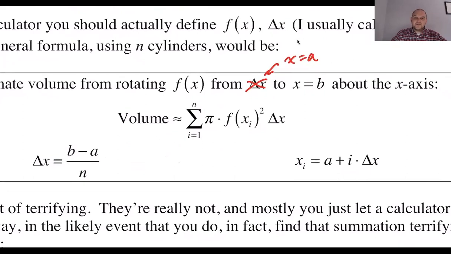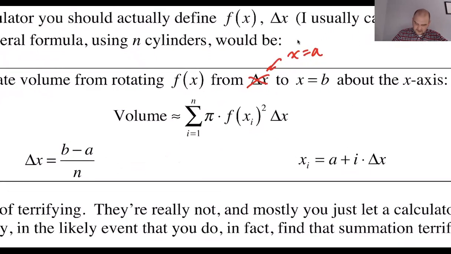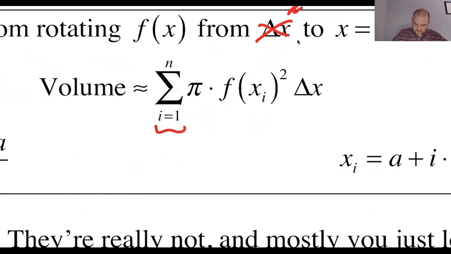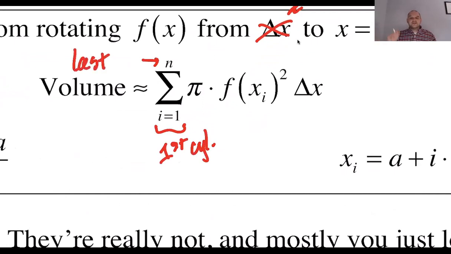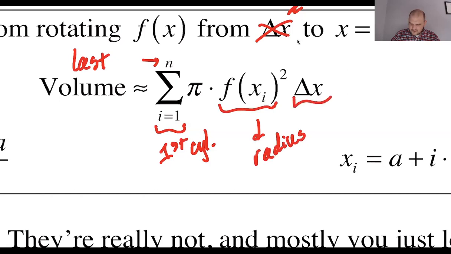So if we're going to approximate that volume, the volume is approximately the sum from i equals 1, so this is the first cylinder, to n, the last cylinder. So if you're going to do 52 cylinders, n is going to be 52. Pi, not the squared part, just that, this is the radius. And then this is the height.